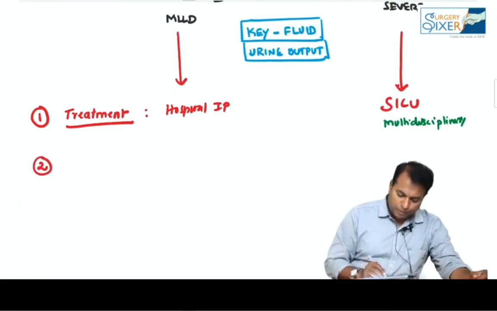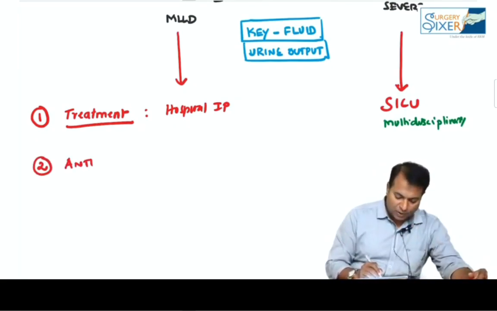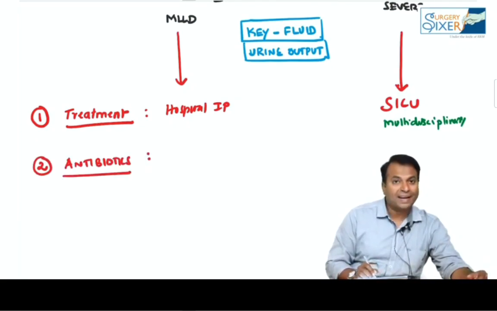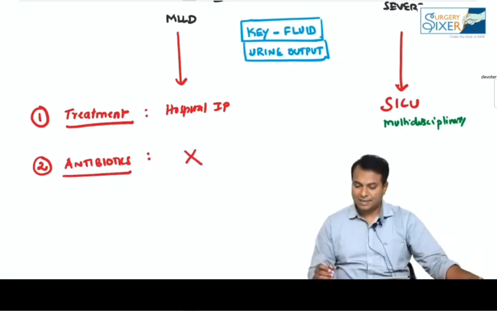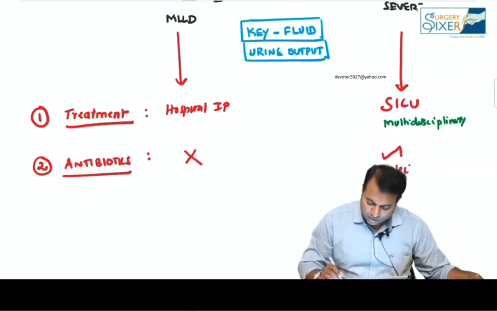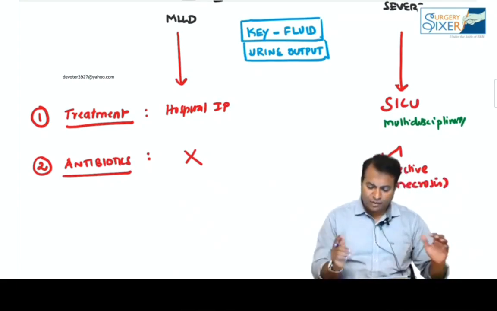And number 2, in the management of mild and severe cases, will you give antibiotics or not? Is there a role of antibiotics in acute pancreatitis? Definitely no role in mild cases. But in severe cases, especially when it is an infective necrosis, we can give. Even in severe cases, only when there is an infective necrosis, we give antibiotics.